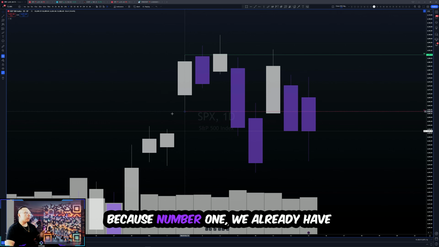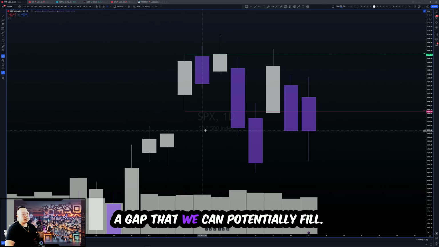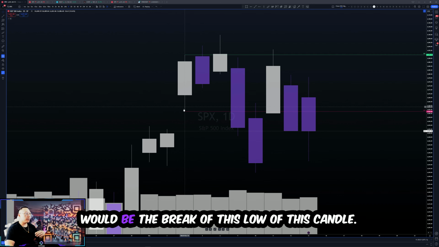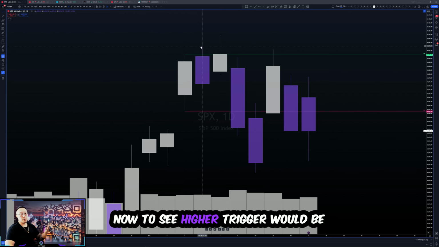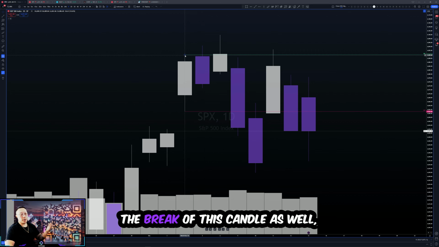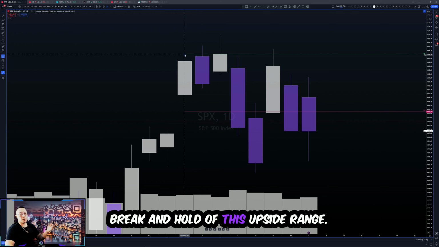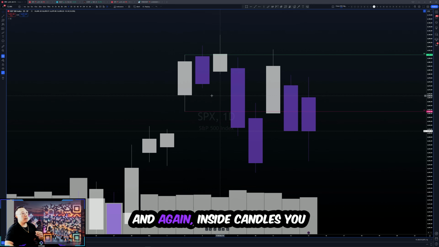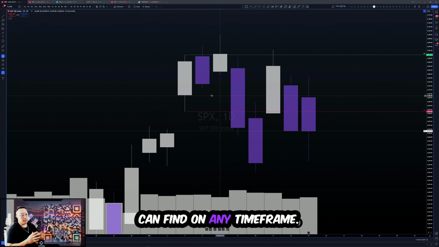Why? Because number one, we already have a gap that we can potentially fill. And in order to see that gap fill, your trigger would be the break of the low of this candle. To see higher, your trigger would be the break and hold of this upside range. So this is how you can come up with a daily inside candle. And again, inside candles you can find on any time frame. It doesn't necessarily have to be a higher time frame.